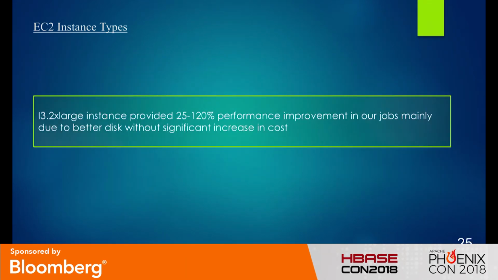Yeah. So this reiterates that I3 2X large, that was the percentage. We have both streaming and batch jobs, and both provided 25 to 120% performance improvement in our jobs. Since it provides better network performance and better read-write operations, since it uses NVMe, non-volatile memory SSD, it provides a faster read-write operation with I3 2X large, which was not the case for D2X large.